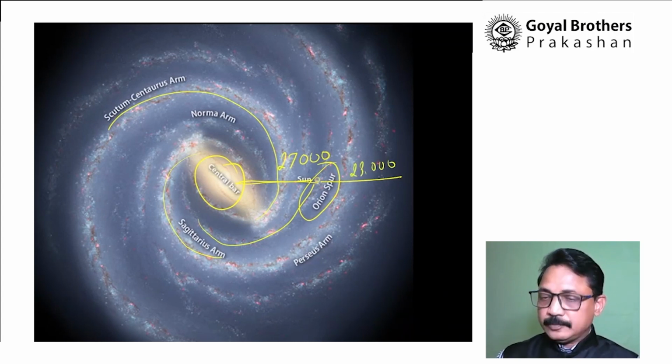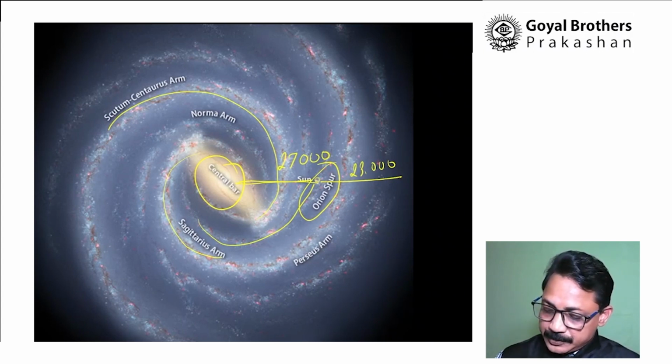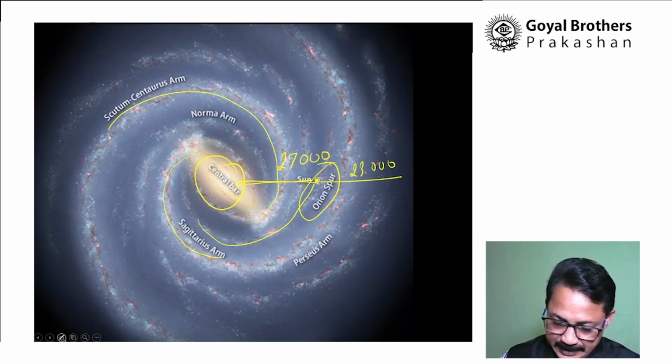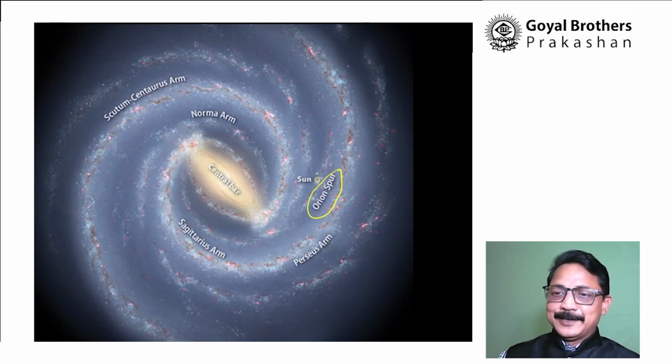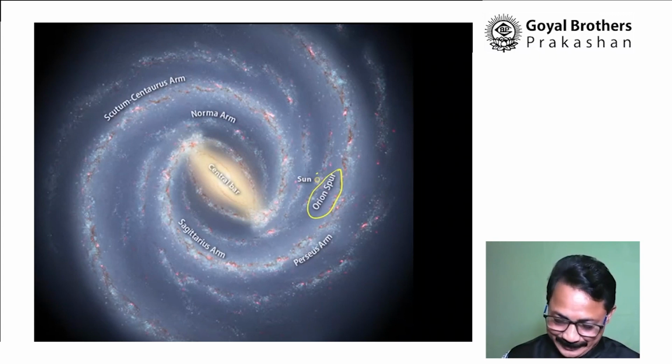23,000 light years. Okay. Anyway, the sun is present in one of the arms of the Milky Way galaxy, and the name of this arm is Orion Spur. Okay, and around this sun, our Earth is present, revolving around it.